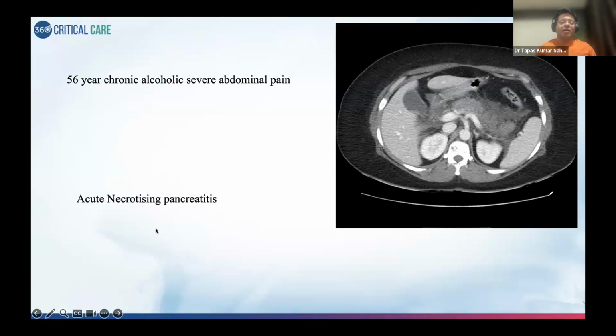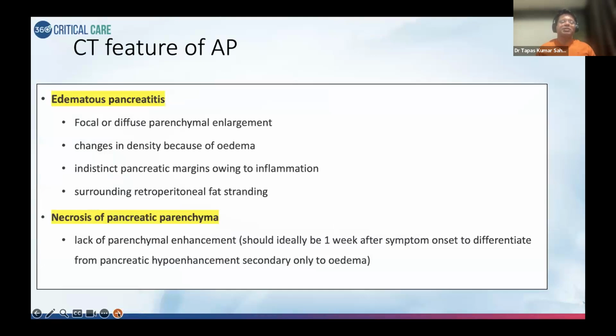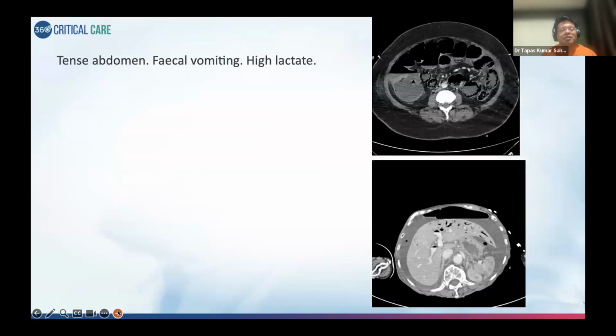Okay. Acute necrotizing pancreatitis. No, don't say just pancreatitis. That is not something for DrNB DM standard. Now, CT features of the acute pancreatitis: edematous pancreatitis, necrosis of pancreatic parenchyma. Again, I'm not going into detail. I can now expect that you will start answering this question. Tense abdomen, fecal vomiting, high lactate. What is happening? Correct answer.